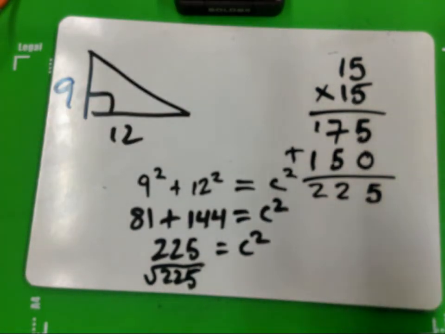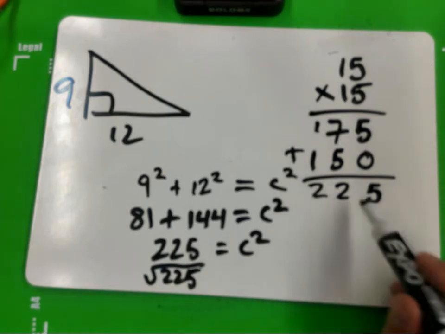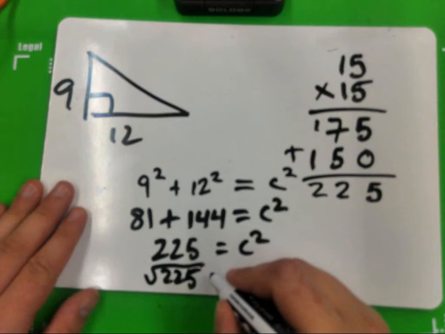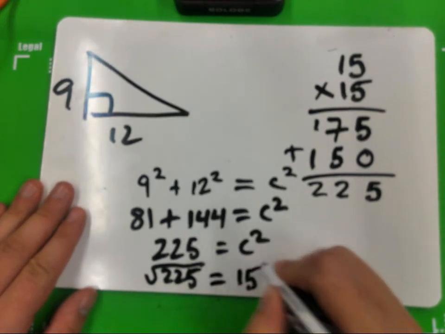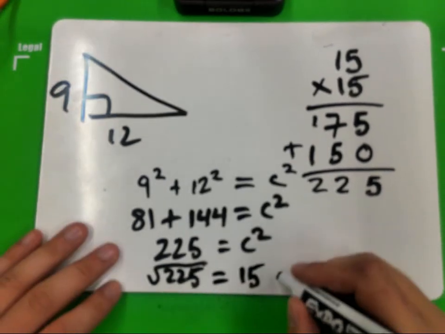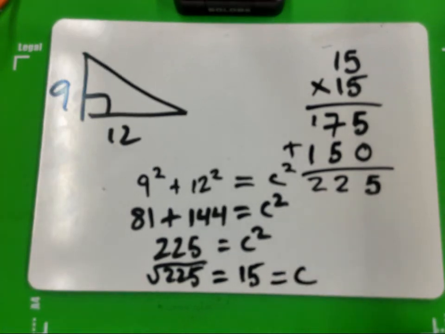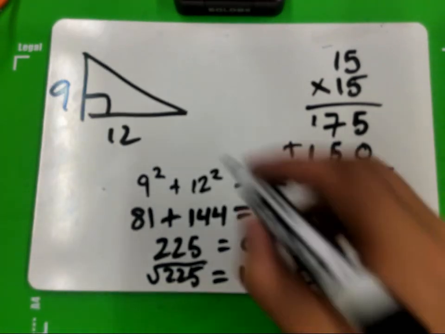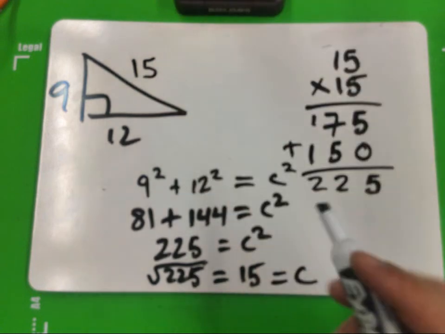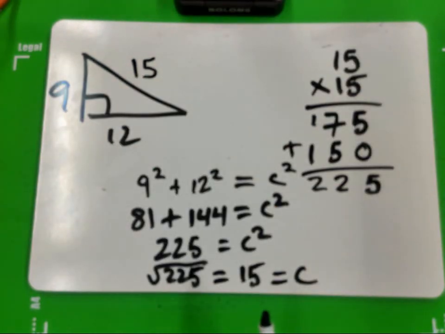And so we know 15 times 15 is 225, or 15 squared is 225, which means the square root of 225 equals 15. So 15 equals C. There we go. So we have our Pythagorean triple of 9, 12, and 15.